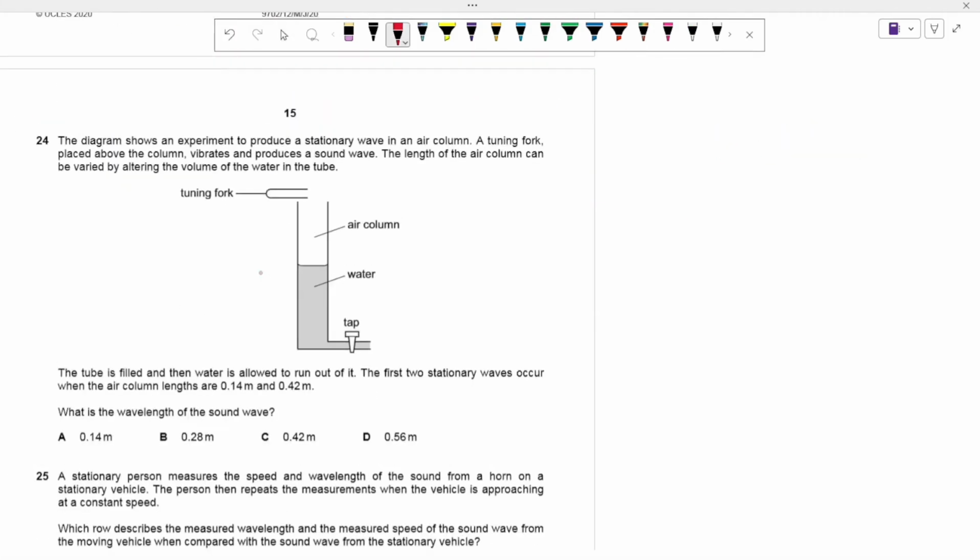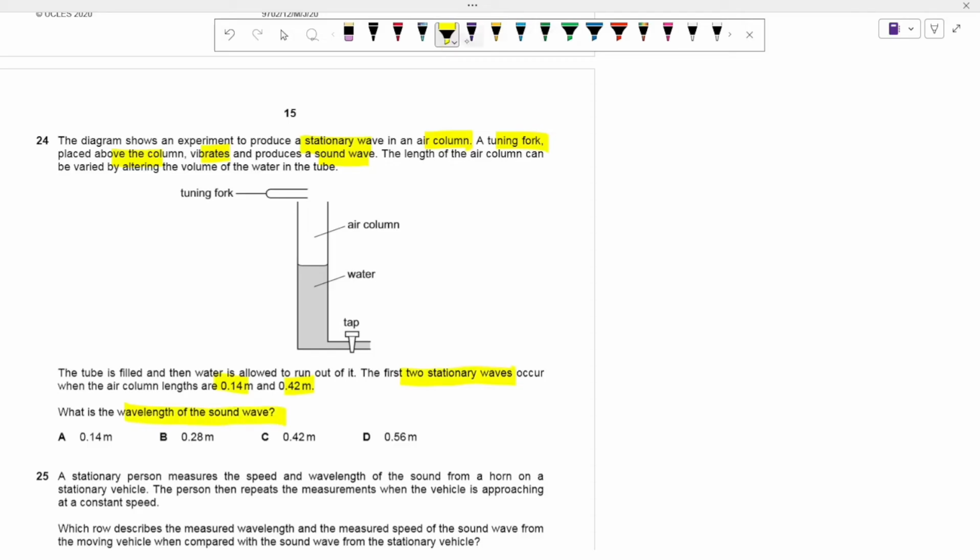Question 24. The diagram shows an experiment to produce a stationary wave in an air column. We're given a tuning fork that is placed above the column, vibrates, and produces a sound wave. The length of the air can be varied by altering the volume of the water in the tube. The first 2 stationary waves occur when the lengths are 0.14 and 0.42. What is the wavelength of the sound wave?